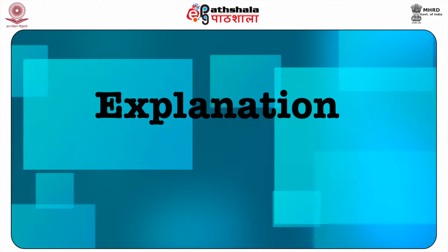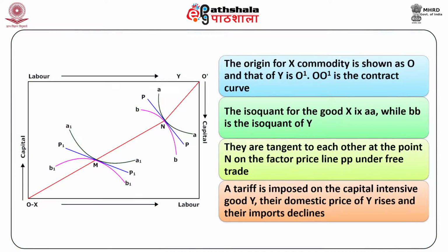Explanation. Based on these assumptions, the effect of imposition of tariff by the home country on income distribution is illustrated in the Edgeworth box diagram, where labor is measured along horizontal axis and capital along vertical axis. Dimensions of the Edgeworth box measures the total available supply of factors in the home country. It is assumed that the home country exports the labor intensive good X and imports the capital intensive good Y.